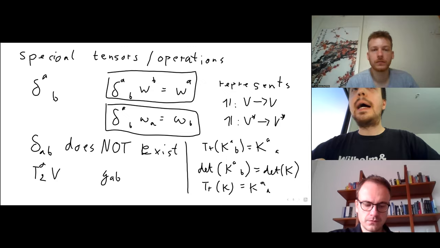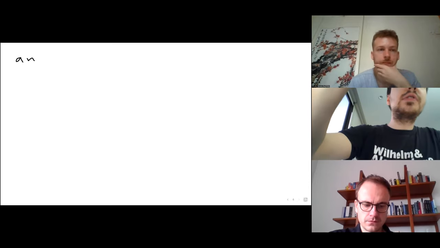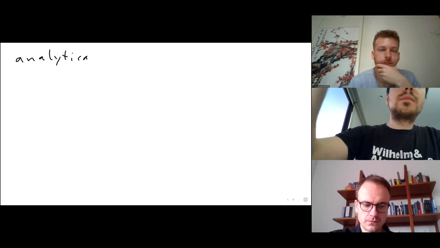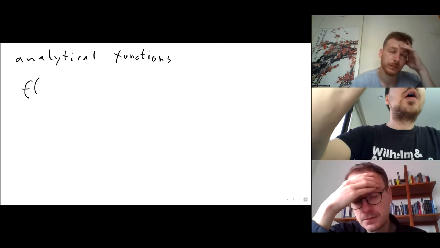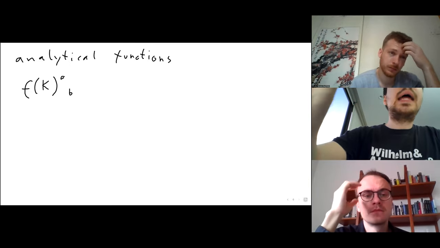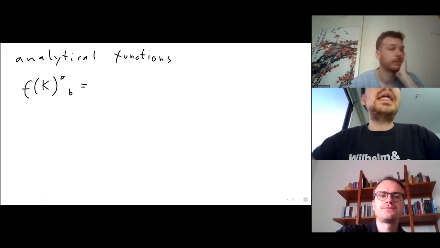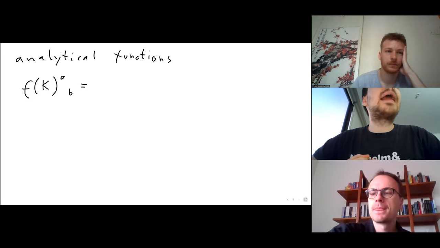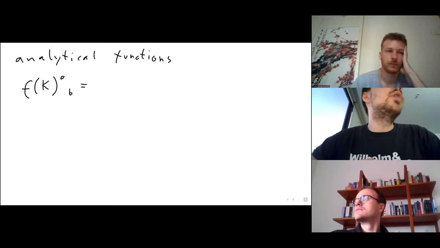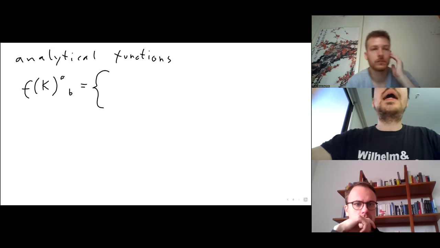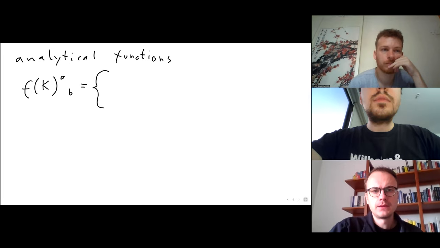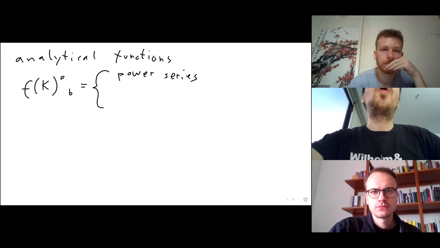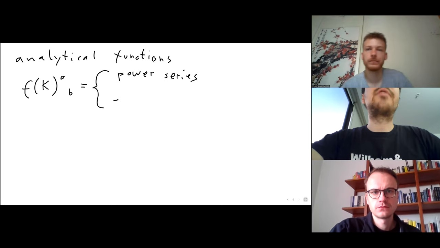Now, for analytical functions, we can define f of K^A_B. And what this tells you is that you can apply a function to a linear map and you get out a new linear map. And there are two ways to define them. For analytical functions, it's the same. Either through power series or through eigenvector decomposition.